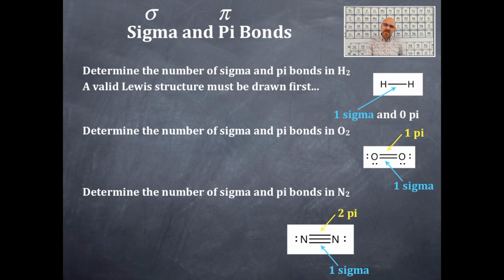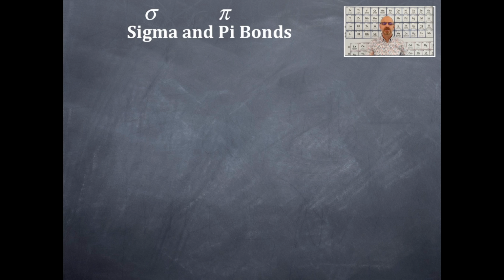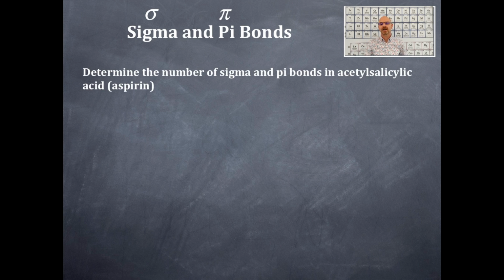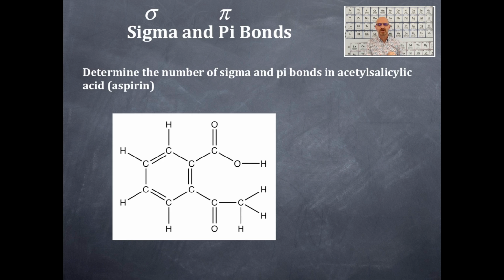Okay, so those are very simple examples. Now what we're going to do is expand this out into a larger molecule. Here's a larger molecule of aspirin, acetylsalicylic acid. Okay, aspirin. Here is aspirin, acetylsalicylic acid. Okay, and we're going to count this.